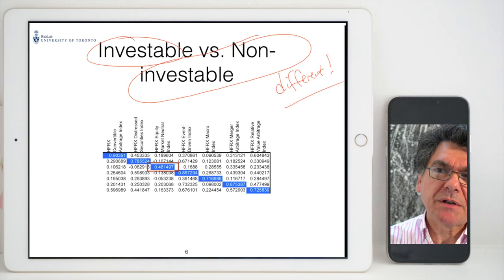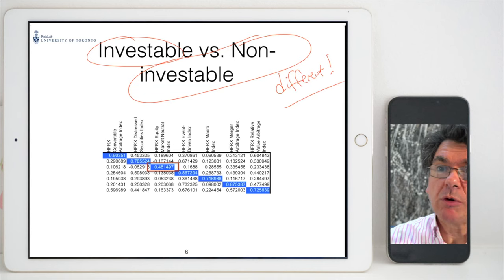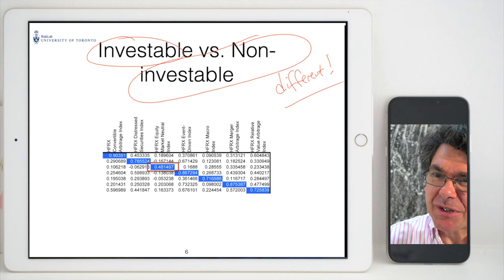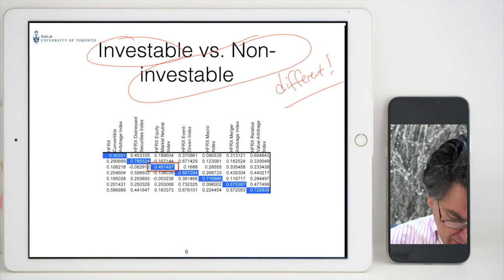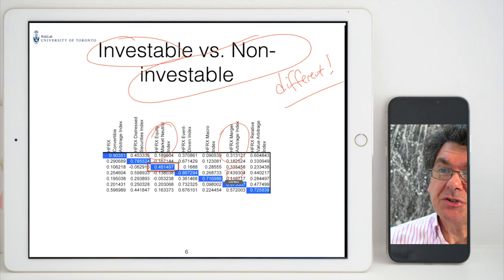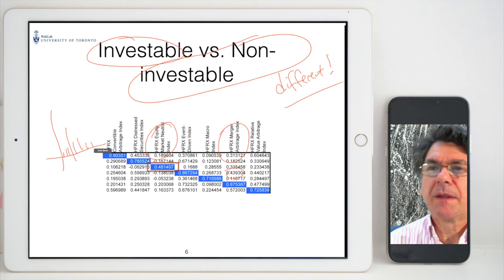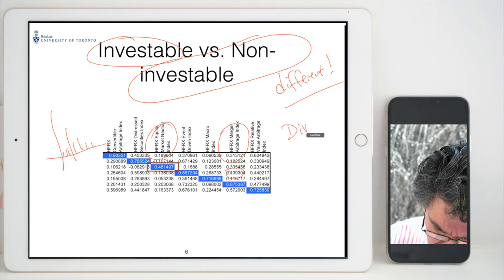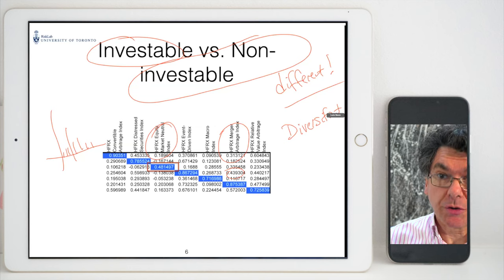That's what these numbers mean. If you do this with stocks, in the diagonal you have ones. So this is interesting because it says that the investable versus non-investable are different and the different styles are also different. The correlation histogram of this is also going to be something like this. That means that there is diversification. And I will remind you, diversification is good.